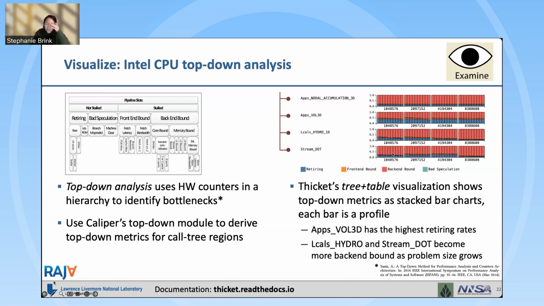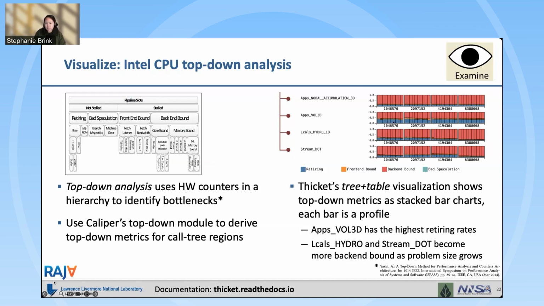And so each color within our stacked bar chart relates to our 4 top-down counters. So retiring, bad speculation, front-end bound, and back-end bound. And each of these bars is a different profile that we've collected from Caliper. And so you can easily see 40 profiles per node, and be able to look across the different colors and identify differences in their execution behaviors.